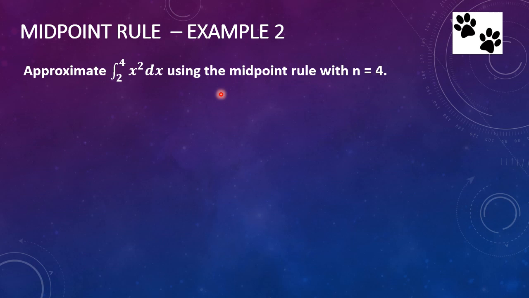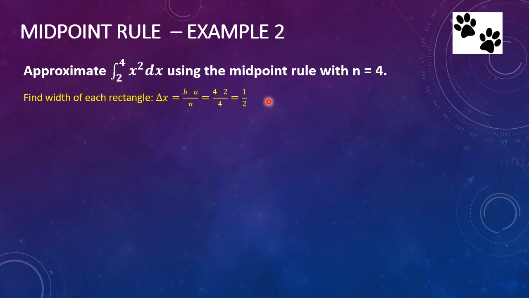The first thing we want to do is to find the width of each rectangle. Remember, the width of each rectangle is b minus a over n, or the interval over the number of rectangles. So we get 4 minus 2 over 4, and we get the width of each rectangle is 1/2.